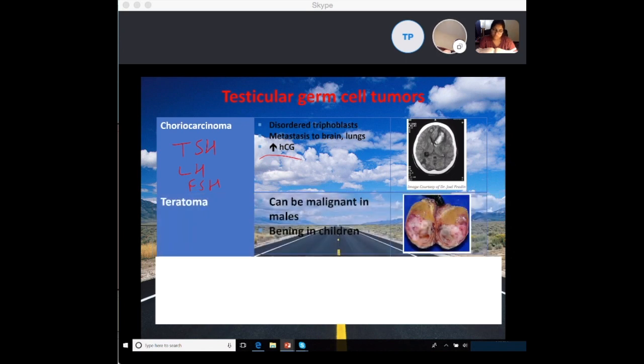Teratomas in males are often malignant compared to the benign dermoid cysts or teratomas in females. In this image, you can see a teratoma has multiple types of tissues, hair, teeth. You can't really see hair and teeth so much in this one, but you can see distinct, different types of tissues.